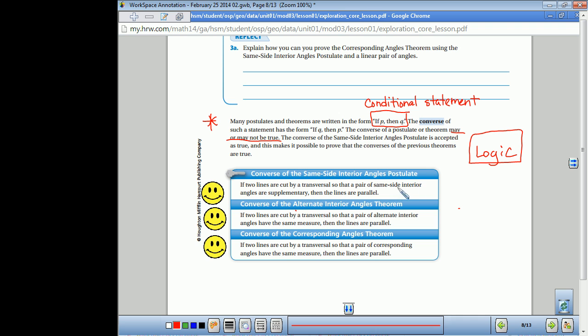So if we can prove same side interior are supplementary, then we have shown the lines are parallel. If we can prove alternate interior angles have the same measure, then we have proved that the lines are parallel. If we can show that corresponding angles have the same measure, then we have proved that the lines are parallel. Because these converses of these other theorems, in this case, are also true. Now, not always the case. Not every converse is always true, but it is here.